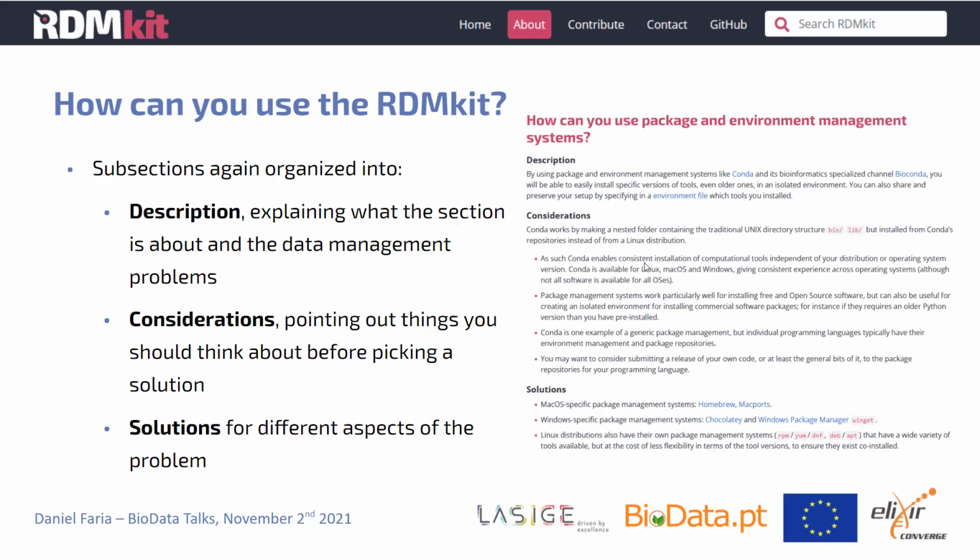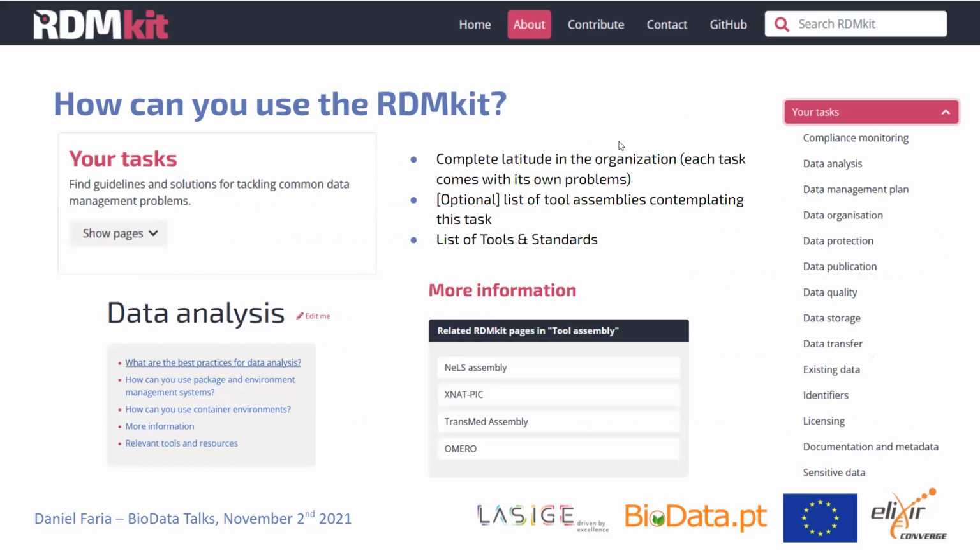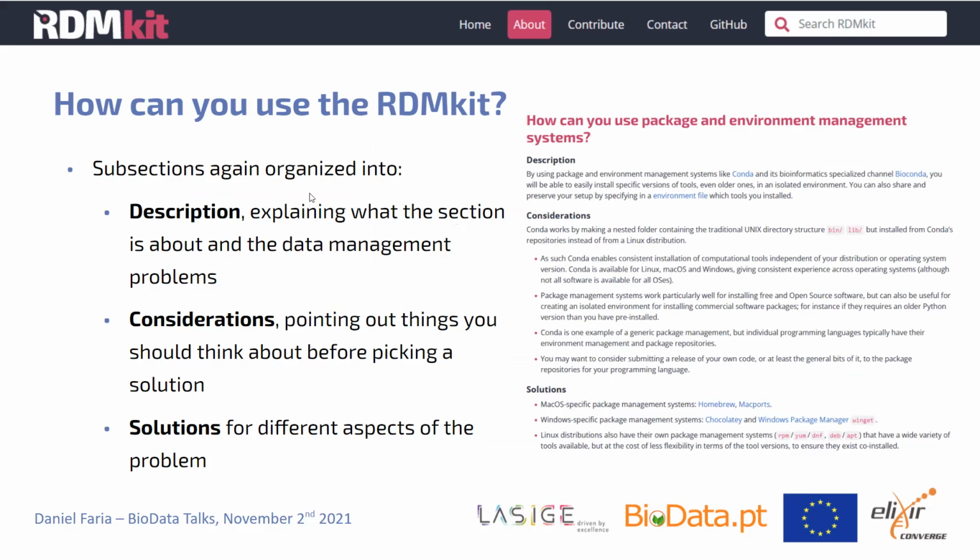So again, if you look at a page in more detail, for example, here we're looking at using a package and environment management system, one of the issues listed in the data analysis page before. The structure is very much the same as we had in the domain pages. There is a generic description about what this is about, a section of considerations, so things you should bear in mind that should steer you towards one or another solution, and then a list of solutions that often will also be listed in the table of tools below.